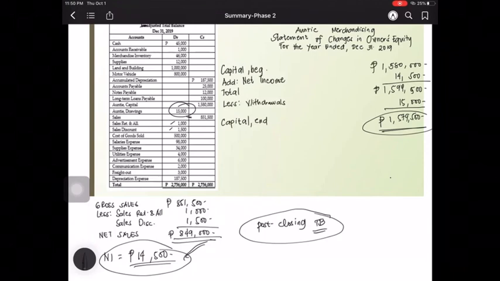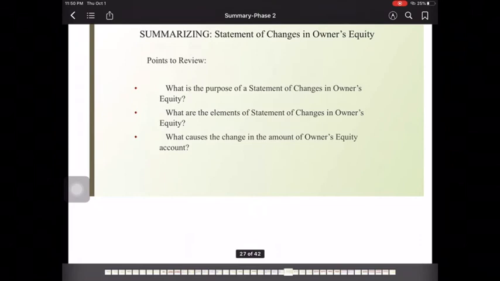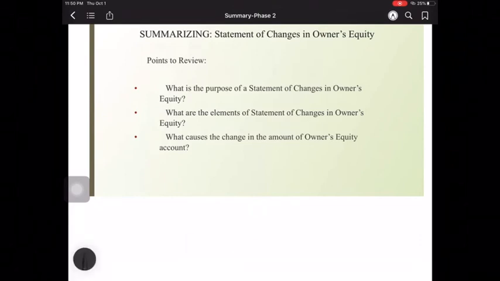I hope you were able to take note of the process on how to prepare your statement of changes in owner's equity. So to wrap up our discussion, let us take note of the following. What is the purpose in preparing your statement of changes in owner's equity? We said it is to summarize the changes that are going to affect the balance of our owner's equity account. And what are the elements that would bring about the change in our owner's equity account?